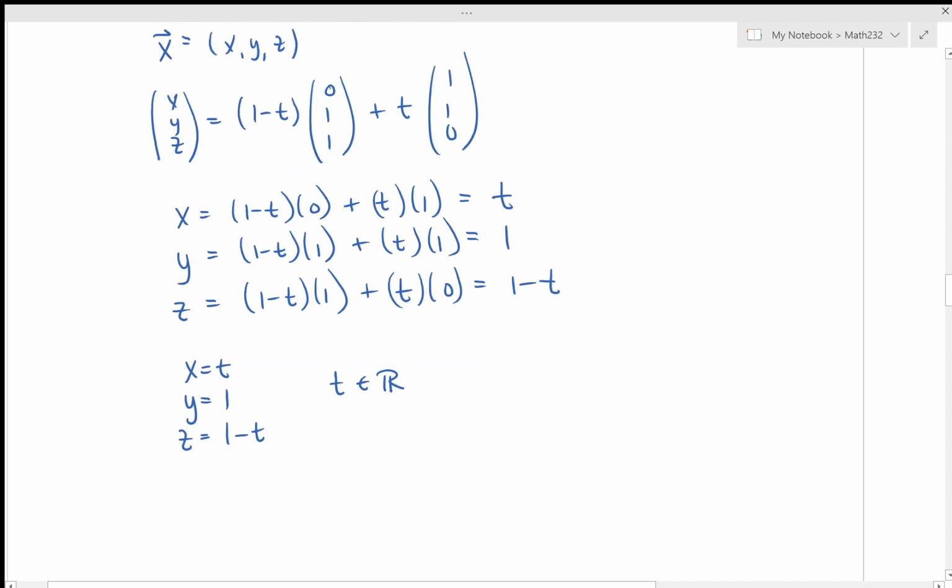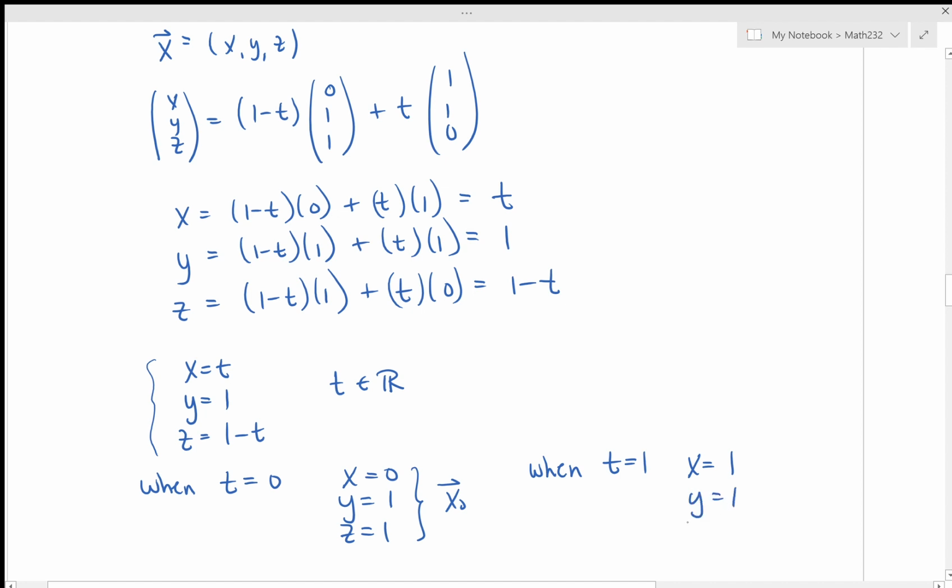Okay, so let's just check out how we get back to the 2 points. For example, when t is equal to 0, I find out that x is equal to 0, y is equal to 1, and z is equal to 1. And that is x naught. So for the value of the parameter 0, I get back the x naught point. And for the value of the parameter 1, I get back the point. So now I'm plugging in 1 into these parametric equations. I get x is equal to 1, y is equal to 1, and z is equal to 0. I recognize that as the point x1. Okay, and then all of the other points on the line I can get by choosing different values of t.